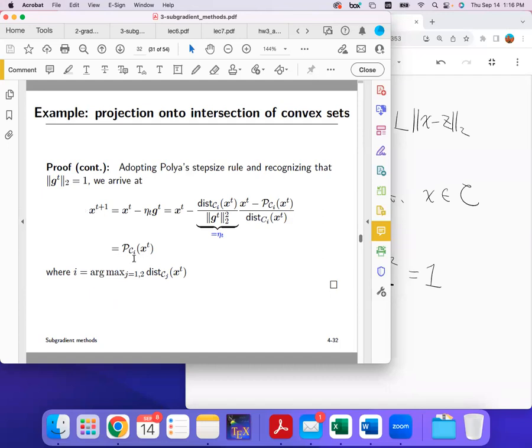This would be the algorithm. So say you have three sets. You start from a point in C1. Now you will project this point onto, now you have C2 and C3. Which one will you project onto? You will project it onto the one that is farther away from your current point. Right? So no matter how many sets you have, you always pick the one that is far away from your current point. Project onto that one.